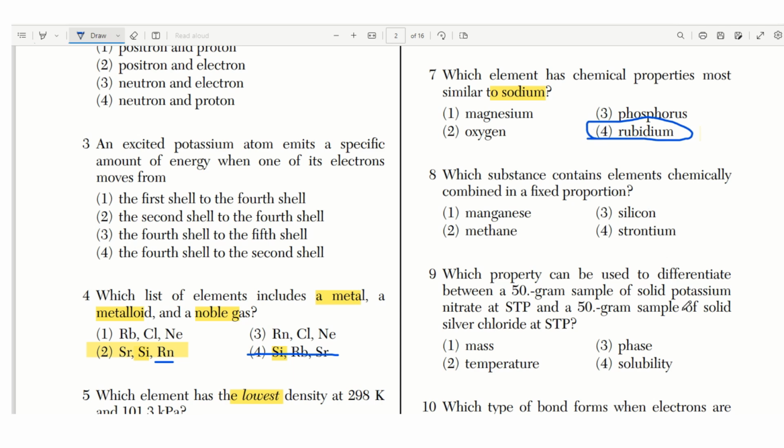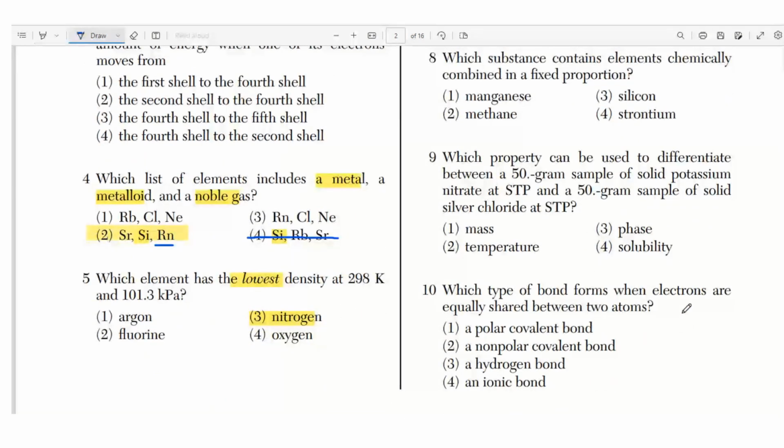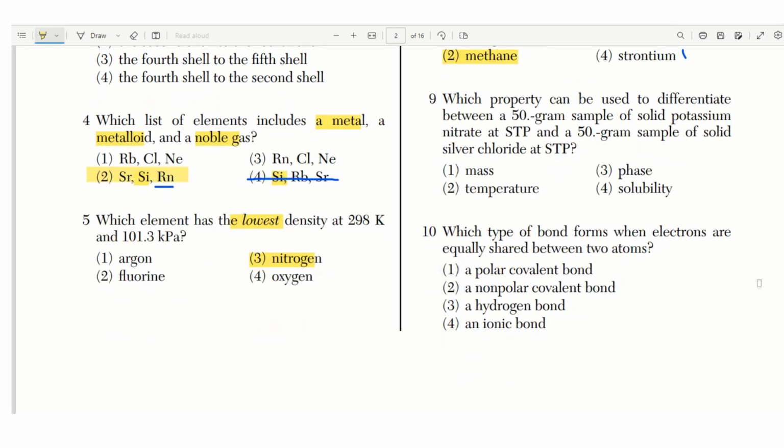Which substance contains elements chemically combined in a fixed proportion? Well, if they're chemically combined, that identifies a compound. So let's look. Oh, element, element, element. This is, again, one of these things is not like the others. There's the compound.